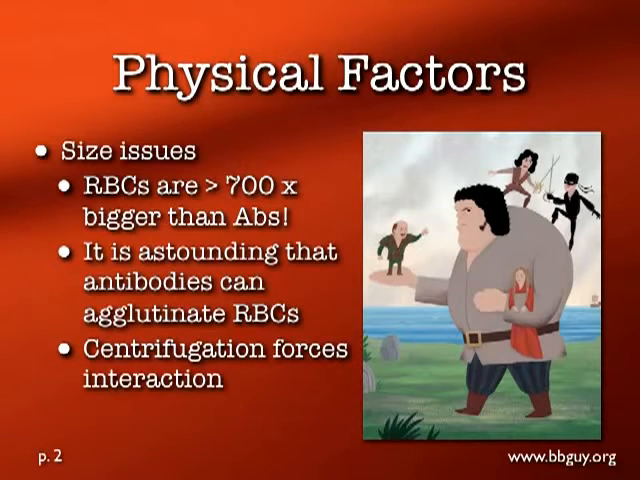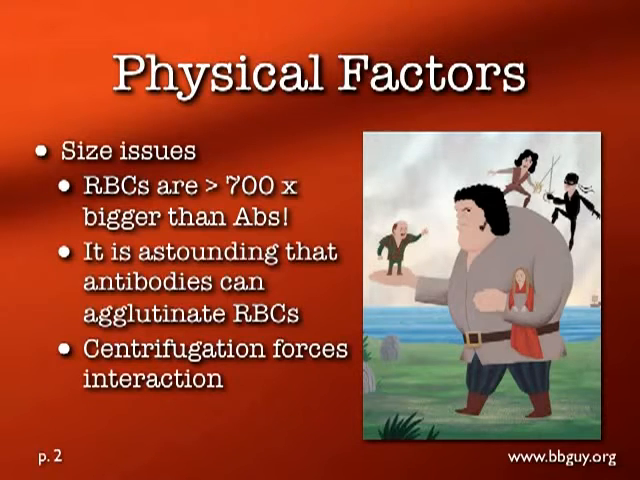The second issue that we have to deal with when we're trying to make an antibody agglutinate red blood cells is that the size difference between an antibody and a red cell is spectacular. Red cells are more than 700 times bigger than antibodies, and you can think about it this way: if a red cell was 100 yards long, the length of a football field, so you can imagine that in your brain, a big old football field size red cell.